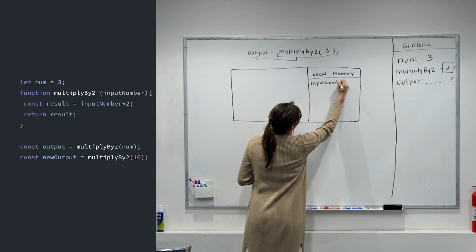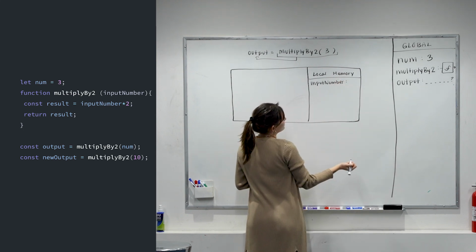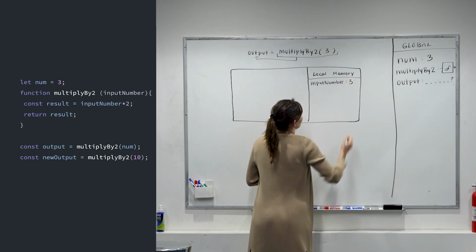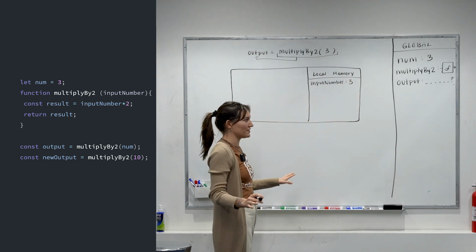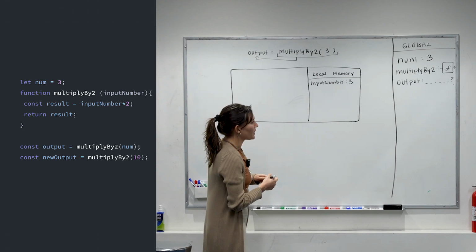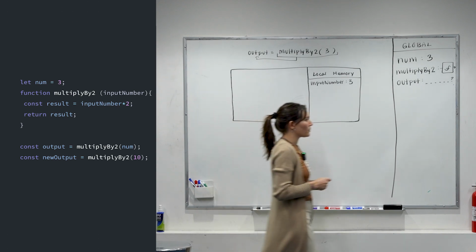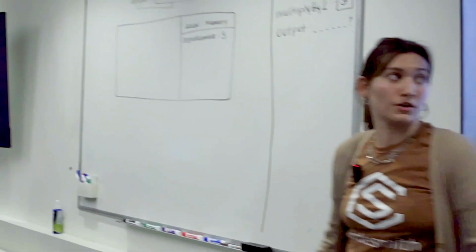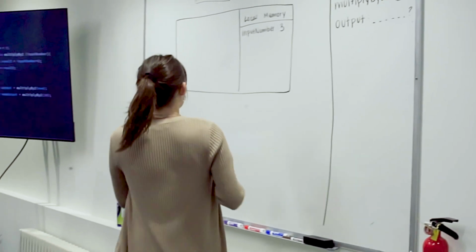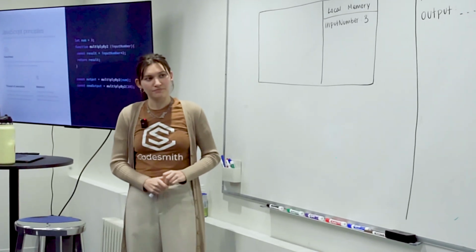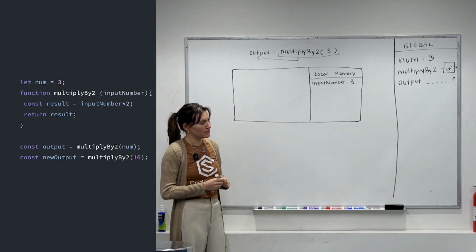And what is the argument? It is 3. Absolutely, it's going to be 3. Super duper. Okay, now what do we do? You're multiplying it by 2. Multiplying it by 2, but a little bit more technically, what are we doing on this line of code? You're declaring the result. And what is result? It's equal to the parameter input number times 2.